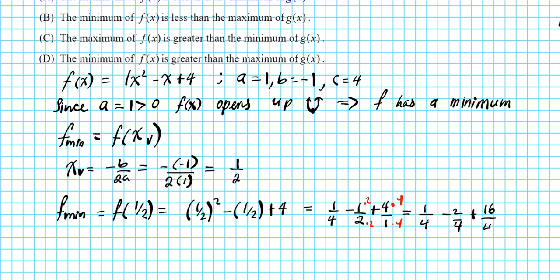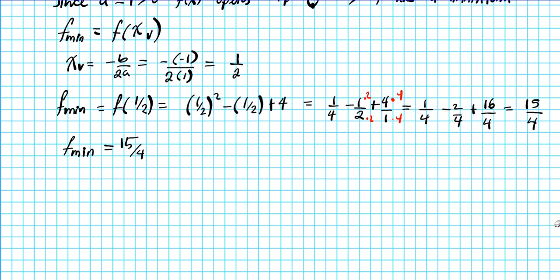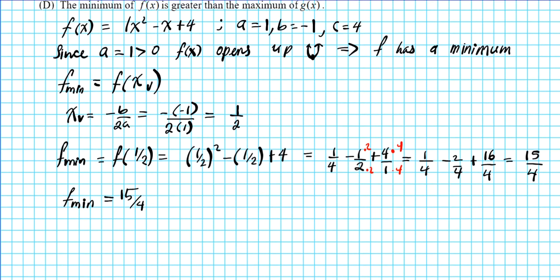The goal here is to get all the denominators identical so we can combine. Alright, 1 minus 2 is negative 1. Negative 1 plus 16 is 15 over 4. There goes your f min. Okay, so f min is 15 over 4. Proceeding to g. What's the story with g? What's the opening? Let's start with that first.